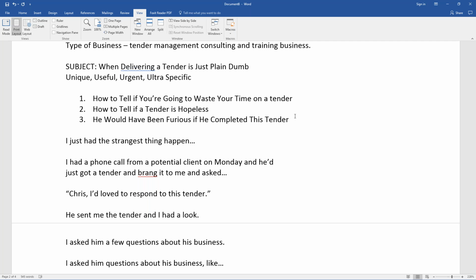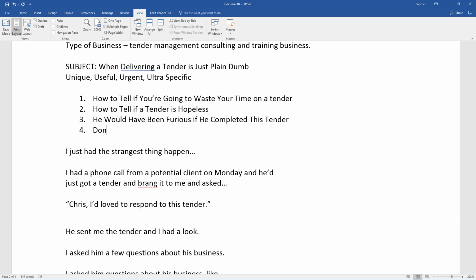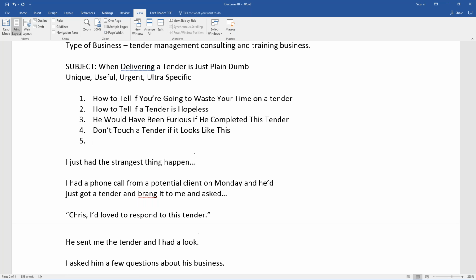So yeah, he would have been furious. So we're bringing in the emotions here. Another really good word is don't. Don't touch a tender if it looks like this. Another one is, because we've got some questions in there which Chris asked: three questions you should ask before you do it. Before you waste time on a tender.